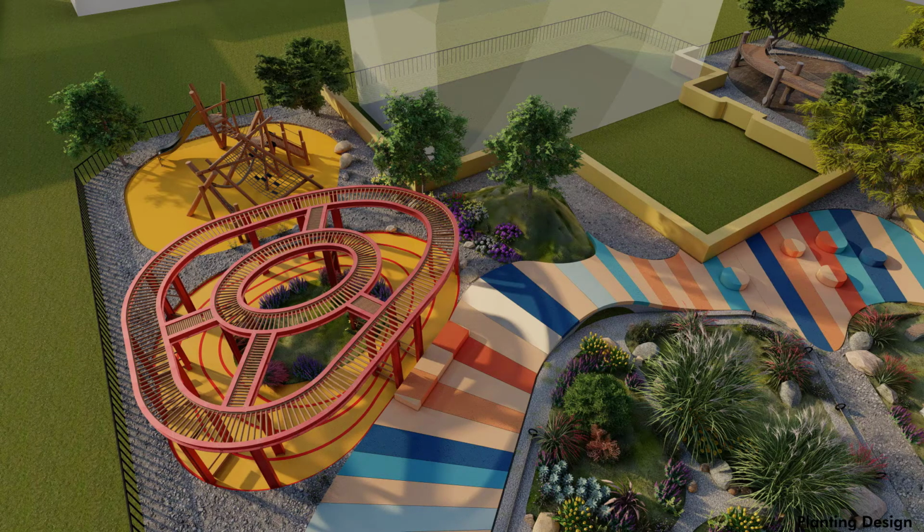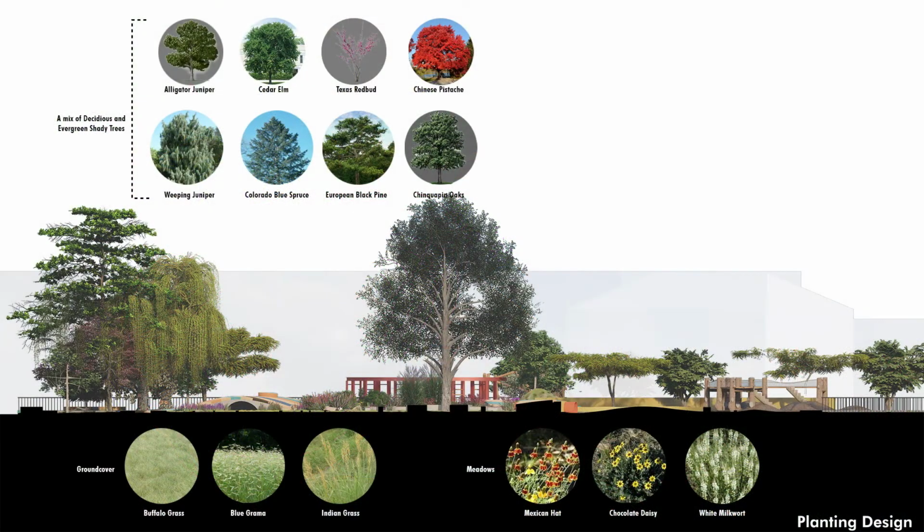Large shade trees such as bur oak and Chinese pistache are occasionally used to provide sufficient shadows. Thus, a balance between deciduous and evergreen trees is kept, where alongside native trees such as cedar, elm, Texas redbud, etc., non-native trees that like the local temperature but only need a bit of water to survive, such as alligator juniper, weeping juniper, Colorado blue spruce, Rocky Mountain juniper, European black pine, Chinese pistache, and chinquapin oaks are also used.